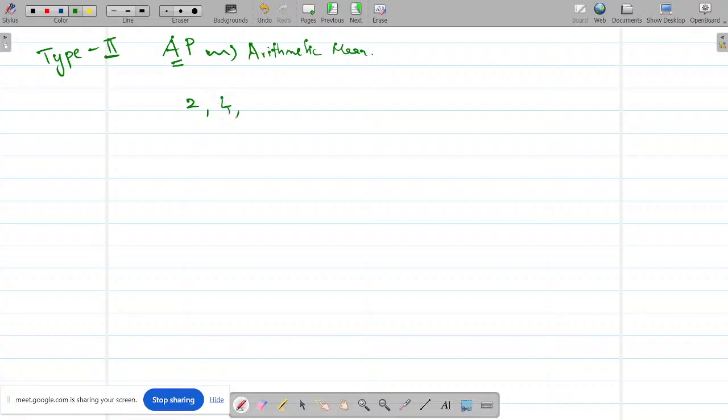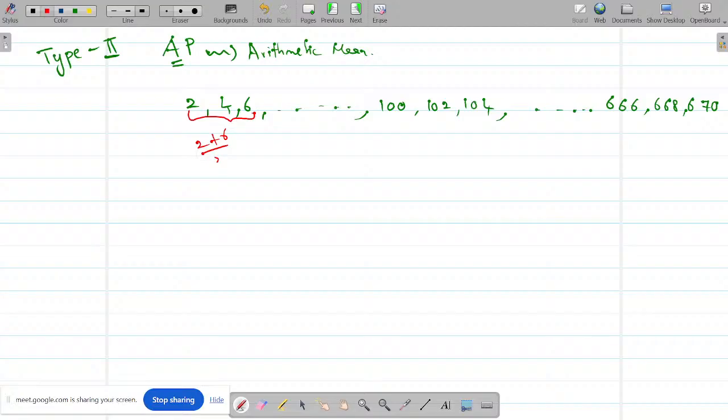2, 4, 6, ... 100. Okay. See now, take these three values. You will find that 2 plus 6 divided by 2 will be 4. You take these three values. 100 plus 104 divided by 2. You take any set of three values. Continuous three values it should be. Okay. What do you get here? Divided by 2 will be 668.